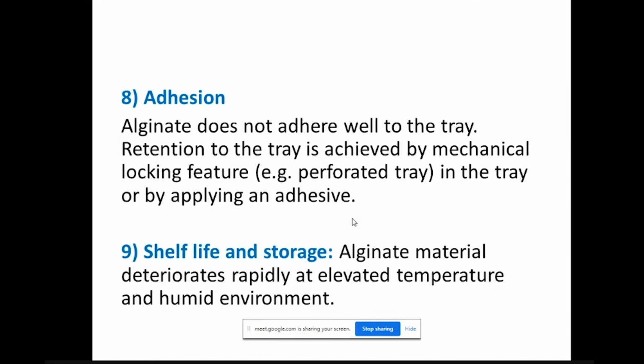Adhesion: alginate usually does not adhere to the tray. That's why retention of the alginate to the tray is achieved either by mechanical perforation of the tray or by application of a special type of adhesive on the tray before taking the impression. The shelf life and storage of alginate: when you increase the temperature in a humid environment, it can have a bad effect on the shelf life and storage of the alginate.